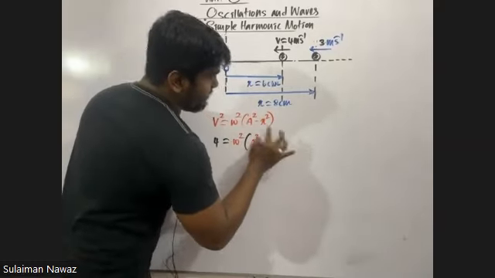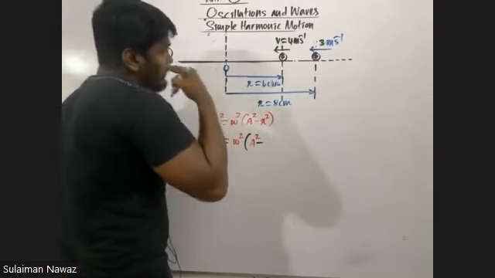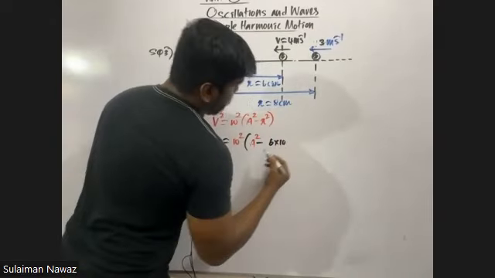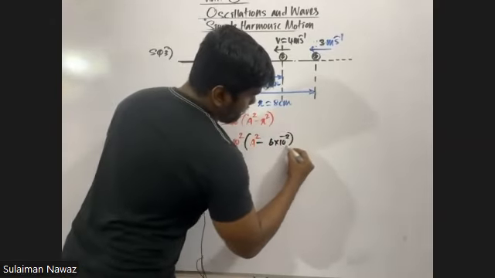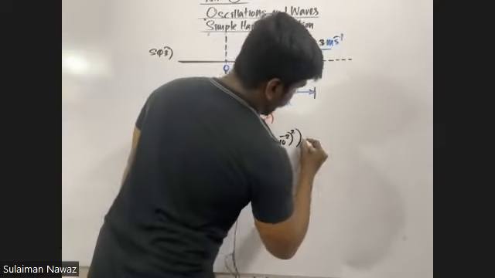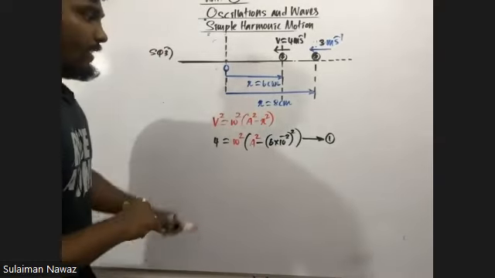Minus x is displacement corresponding to 4 ms minus velocity is 6 centimeters. When you convert to meters, 6 into 10 to the power minus 2 whole squared. This is your equation 1. Right? How many of you understood up to here?